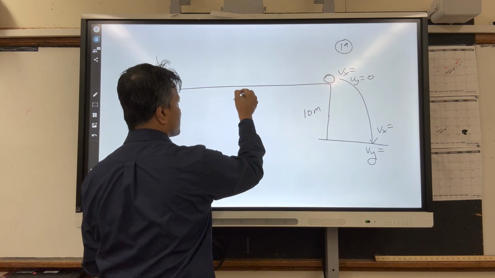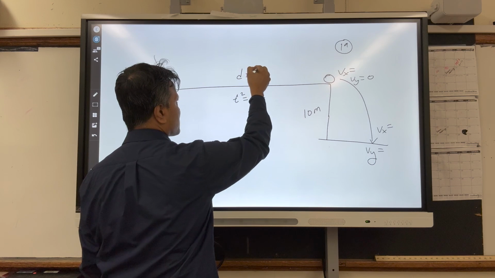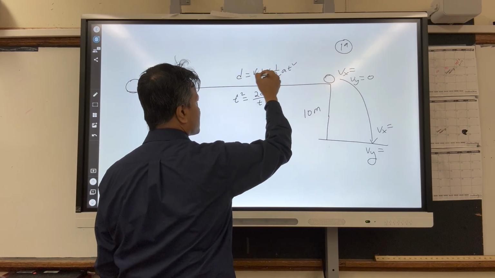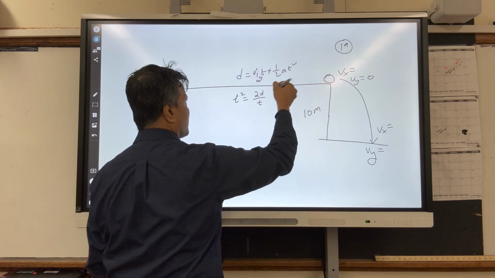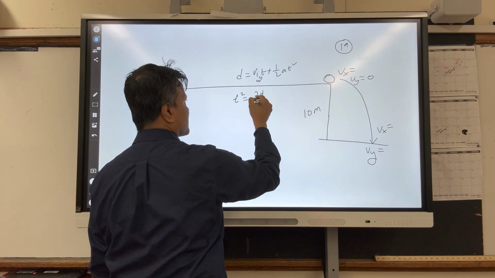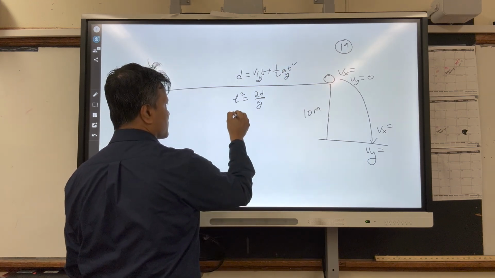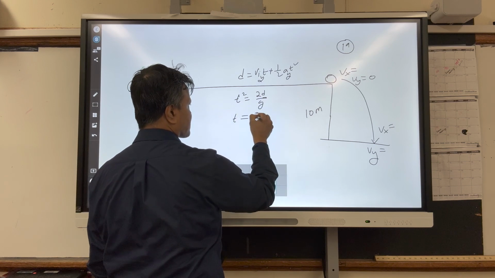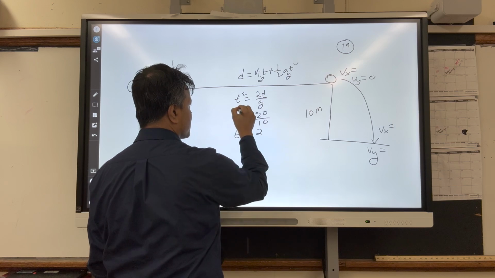The time is equal to square root of 2d over g. Where did I get it from? d is equal to Vi t plus half a t squared. Why is this 0? Because this is Vy. Vy is 0. And why is this negative 10? Because this is g. Ay is negative 10. So t squared is 20 divided by 10.